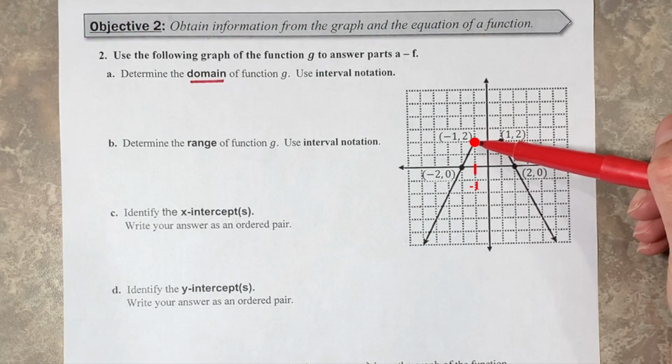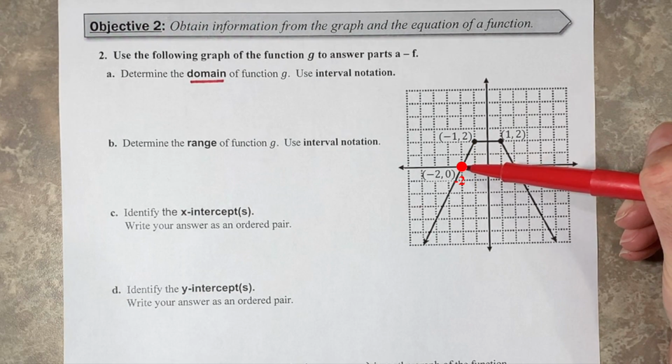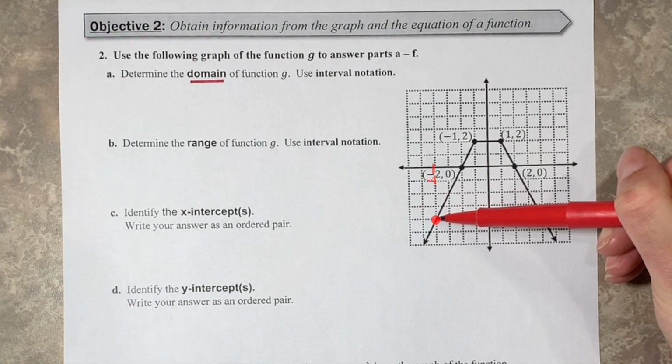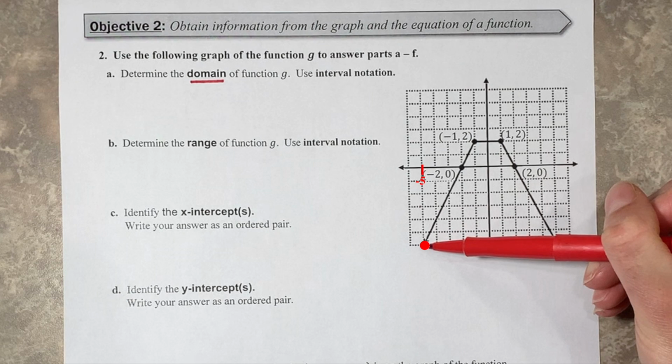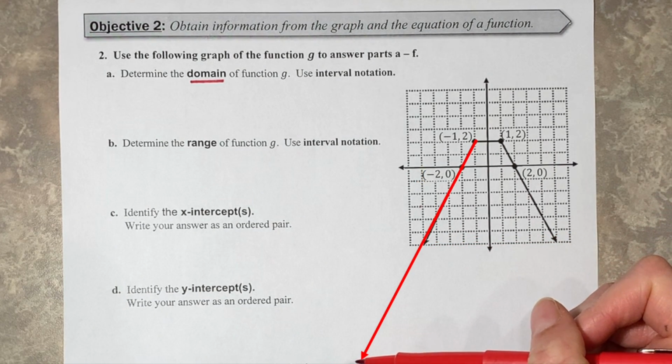The x value of this point looks like it's -1. The x value of this point looks like it's -2. The x value of this point is -3. The x value of this point is -4. The x value of this point is -5. And as this graph keeps extending to the left, our x values will keep getting more and more negative.